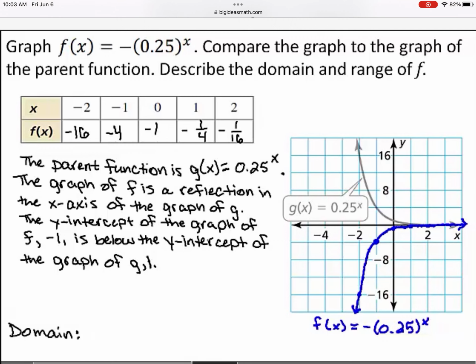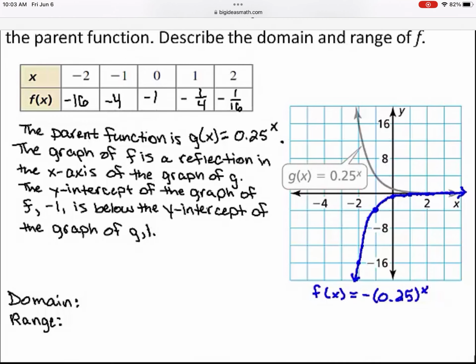Now you want to find the domain and range. The domain is the set of all possible x values. From the graph, you can see that the domain is the set of all real numbers. The range is the set of all possible f values. From the graph, you can see that the range is the set of all real numbers less than 0, which can be represented by the inequality y < 0.